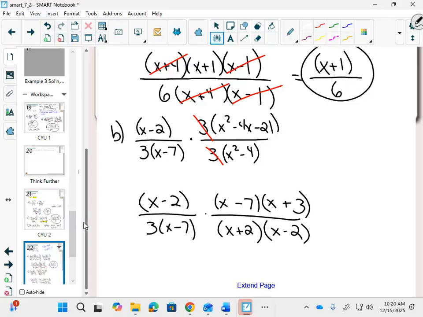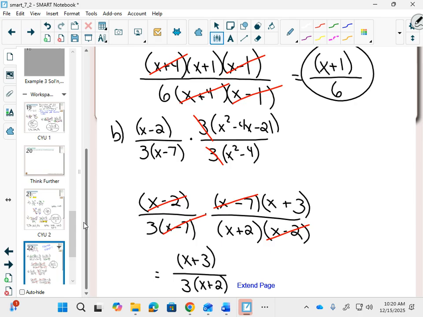Do we have anything identical? We have two things. Yes, so those all cancel out. Regroup again. What do we have? On the top, I have an x plus 3 now. And on the bottom, I have a 3 times an x plus 2.